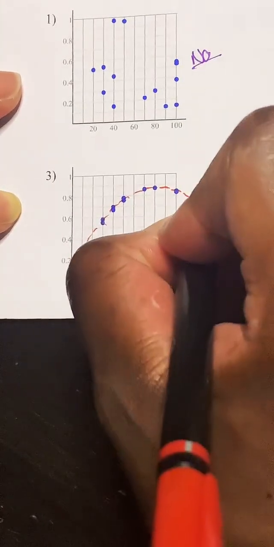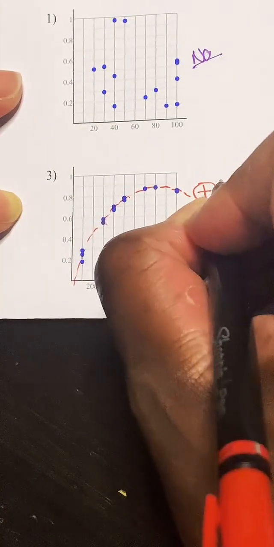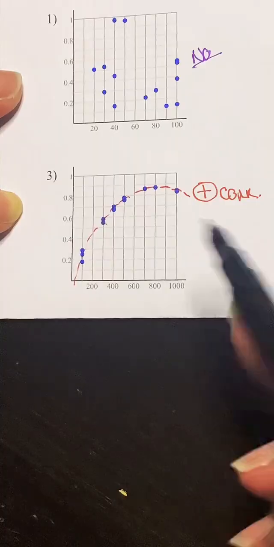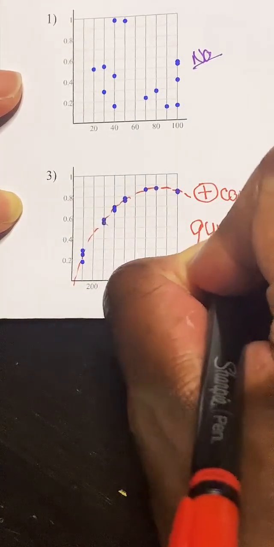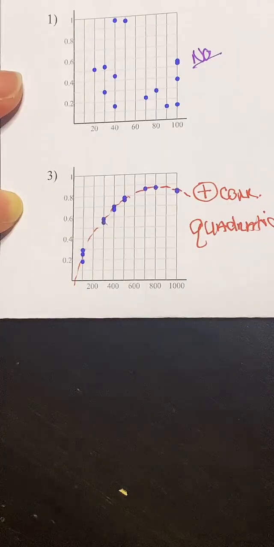So there is a positive, I'm going to put a plus sign because I'm getting lazy. There is a positive correlation. But because of the shape of it, that's giving me quadratic. Okay. I don't know. Matthew, I'm reaching.